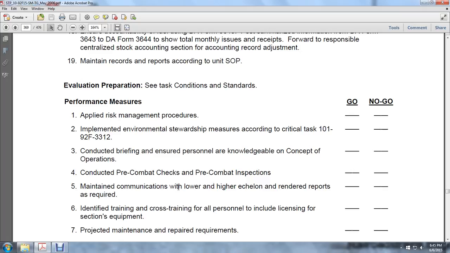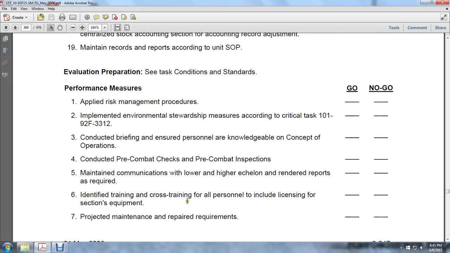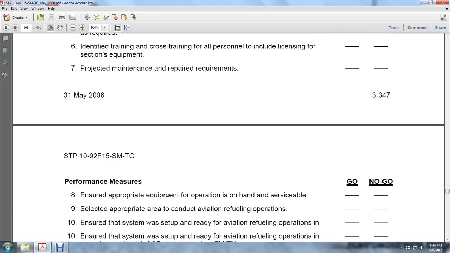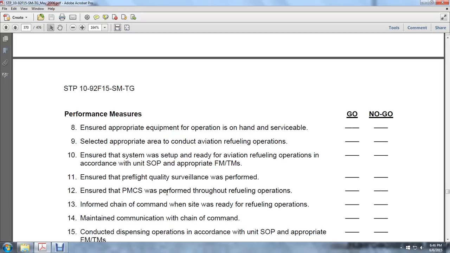Identify training and cross-training for all personnel, including licensing and sectioning the equipment. Project maintenance and repair requirements. Ensure appropriate equipment for the operation is on hand and serviceable. Select an appropriate area to conduct the aviation refueling operation. Ensure the system is set up and ready for aviation refueling operations in accordance with standard operating procedures, appropriate field manuals, and technical manuals.